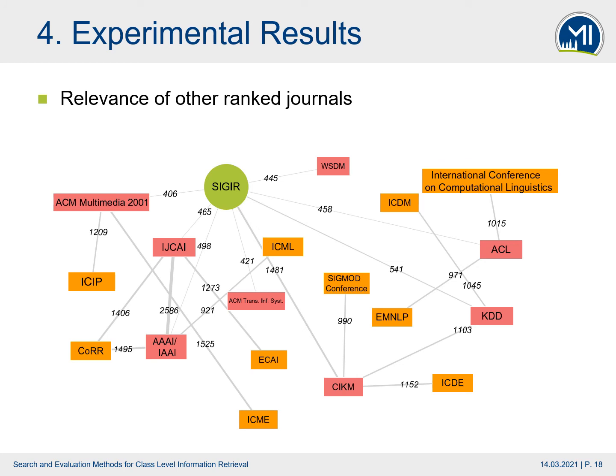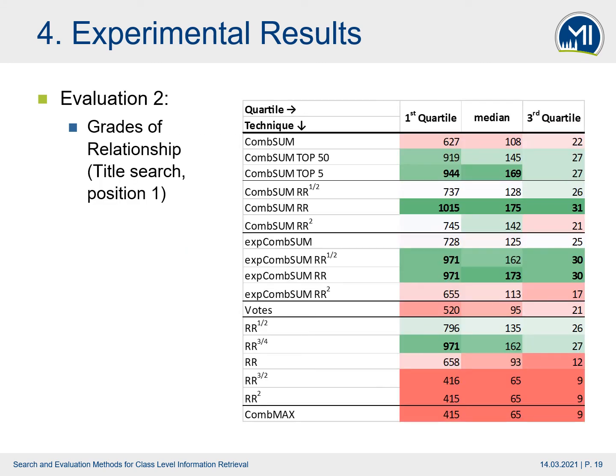Our next goal was to evaluate the relevance of other ranked journals. Therefore, we calculated thematic relationships between the journals. These grades of relationships are based on the intersections of common authors publishing in the journals. This table shows the results for the search over titles at position 1. Again, green cells show good performance, a high relationship with our desired journal. White and red cells show decreasing performance.